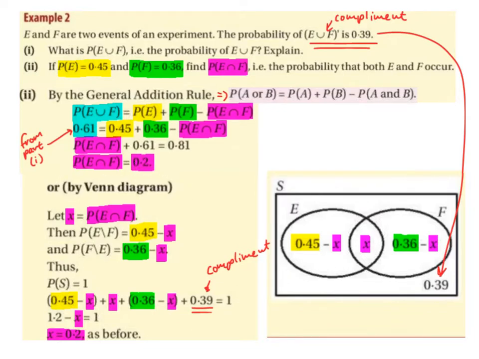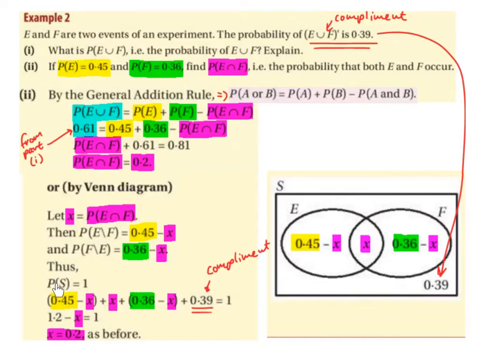Or we can see it in a Venn diagram. We let x be equal to the probability of E intersection F. So we have x in the intersection. We know that the probability of E is 0.45, so the probability of E less F is going to be 0.45 minus x. And the probability of F less E is going to be 0.36 minus x.